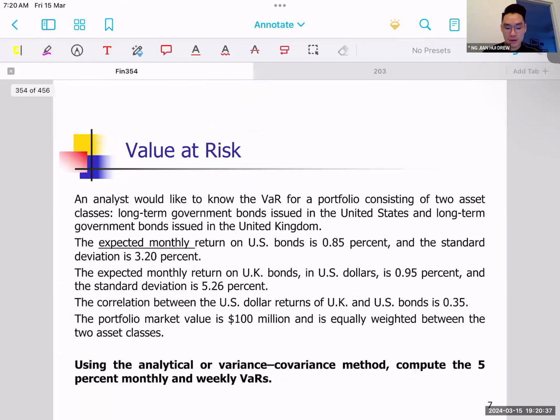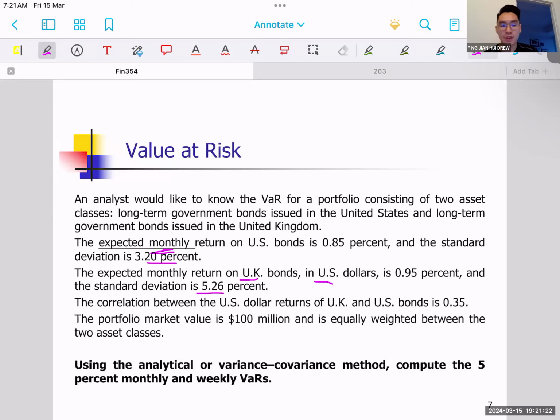Let's look at a proper example now, with values given and how we do a calculation. We have an analyst who would like to know the VAR of a portfolio consisting of 2 assets: a long-term government bond issued in the United States and a long-term government bond issued in the UK. The expected monthly return on the US bond is 0.85, standard deviation is 3.2. The expected return on the UK bond, in US dollars, is 0.95.